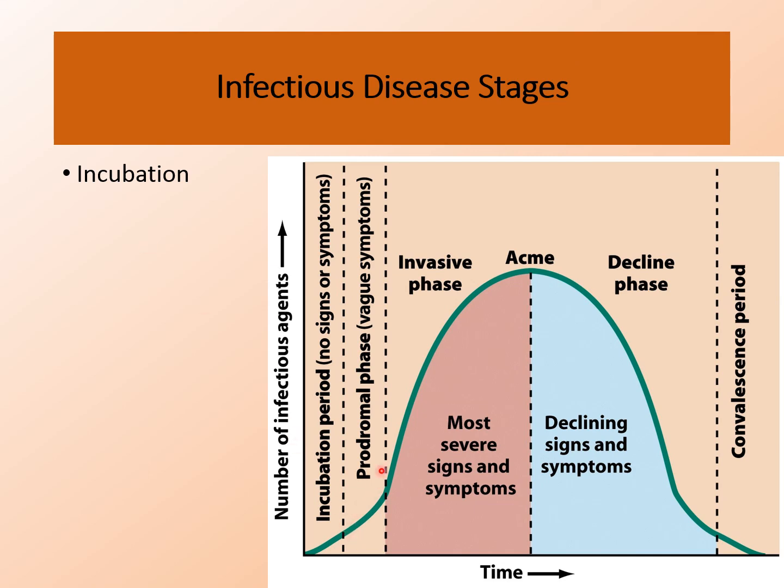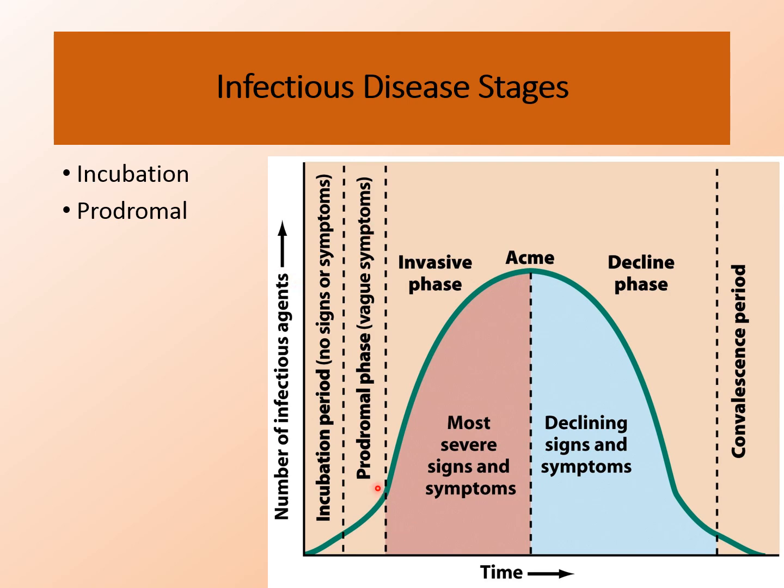The second stage is called the prodromal phase, in which the early signs and symptoms of disease appear, but these are vague symptoms such as general pain and malaise. It is often difficult to differentiate the common cold from the prodromal symptoms related to other diseases like measles, chickenpox, or cytomegalovirus infection.